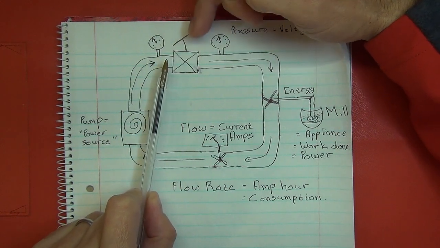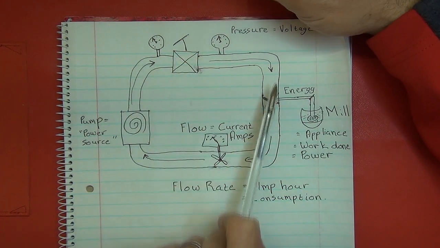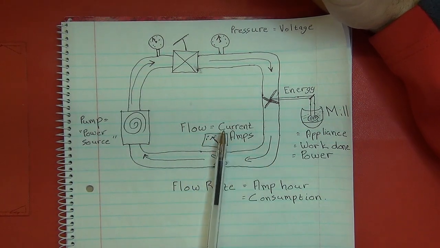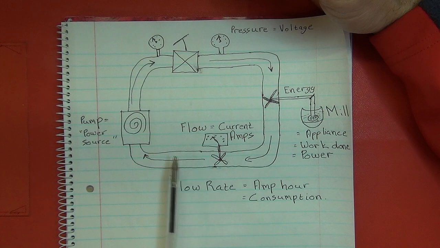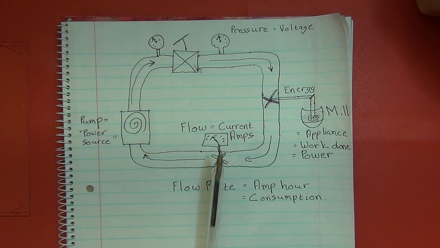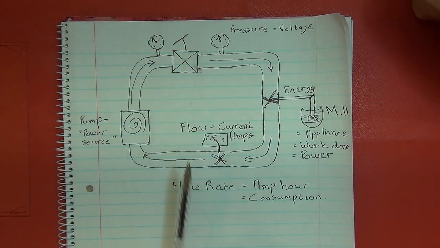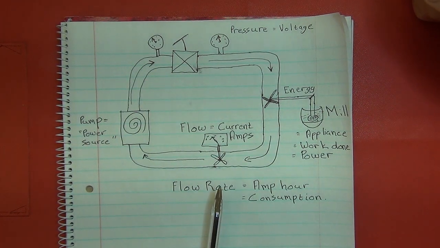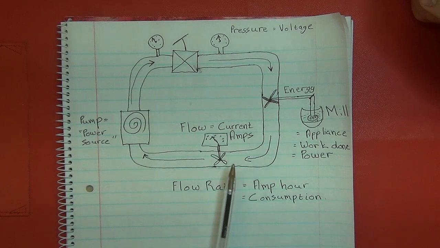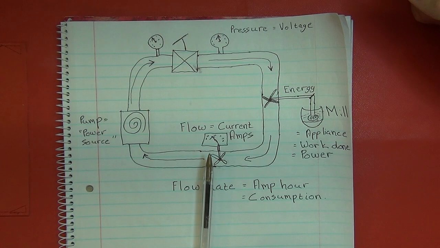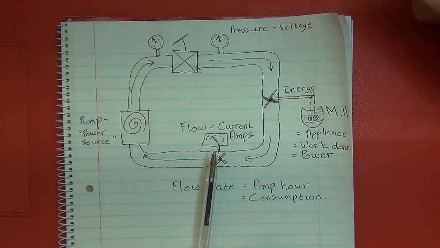When you start opening this valve, that starts allowing the water to flow. Then when you've got flow, you've got current, and current is amps. So flow through a circuit is current, which is amps. Now there's something important also to note about flow. When you start talking about flow rate, rate implies time. And as soon as you start adding time to the equation, then you're talking about consumption, or amp hours.